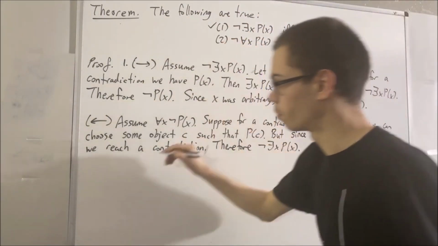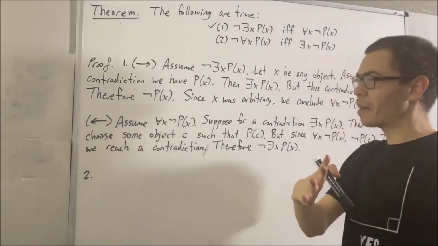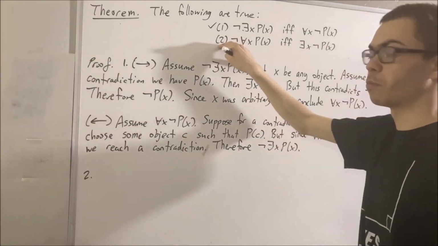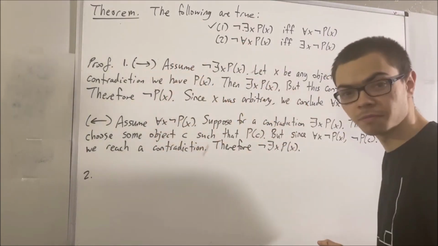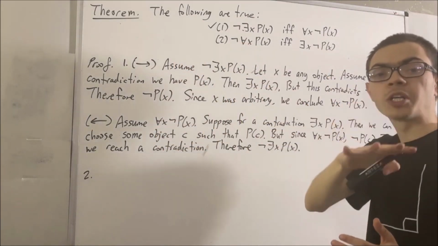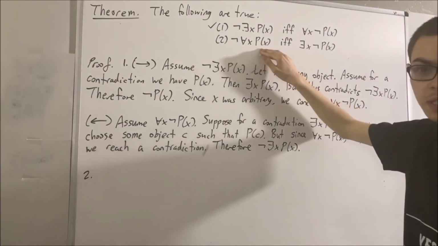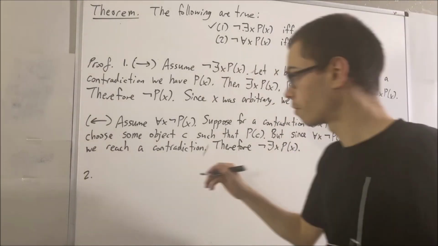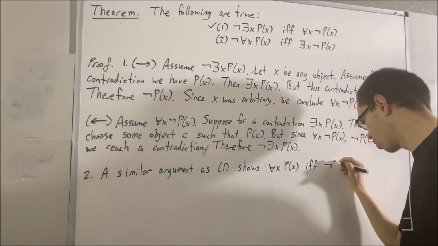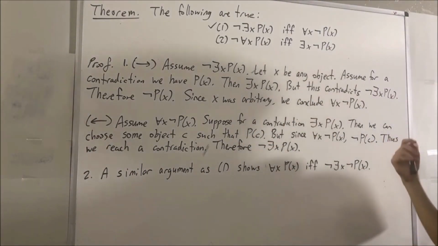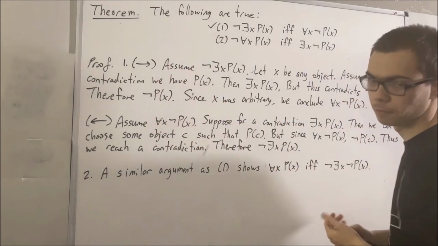Now we're going to prove 2. But I'm sorry about this in advance, I'm actually going to leave out a lot of the details for the proof of 2, because it's pretty much the same thing as 1, right? A similar argument as 1 can be used to show that this is false if and only if this is false. Right, so I'll let you figure out the details for why this is true, but really it's the same thing as above, pretty much.